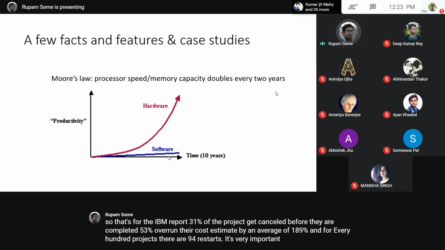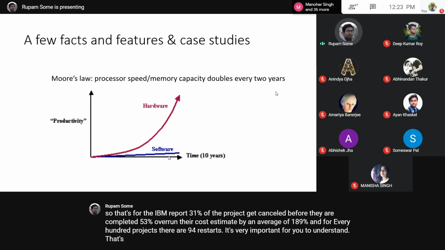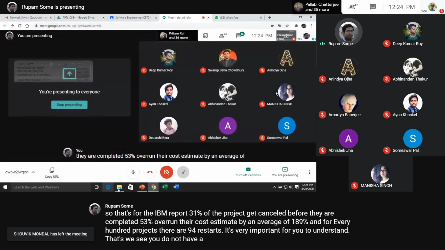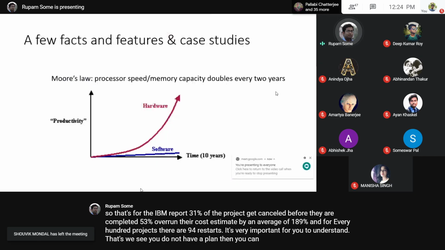So Moore's law says that whenever you are developing any particular software, you have to keep it in line with the changing version of hardware. Other than that, you will not be able to cope with the changing needs of the hardware industry. Okay, so this is very important for you to understand.